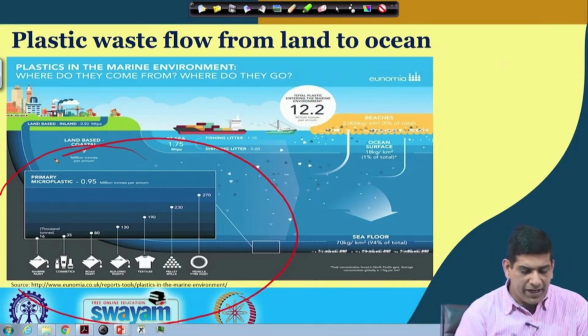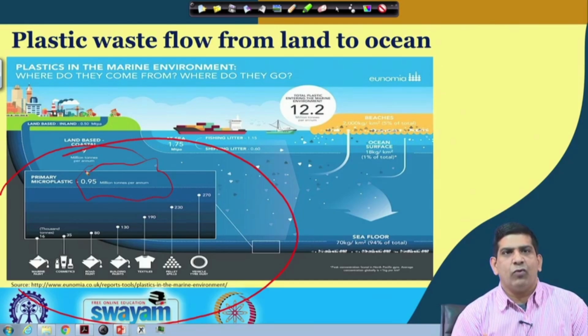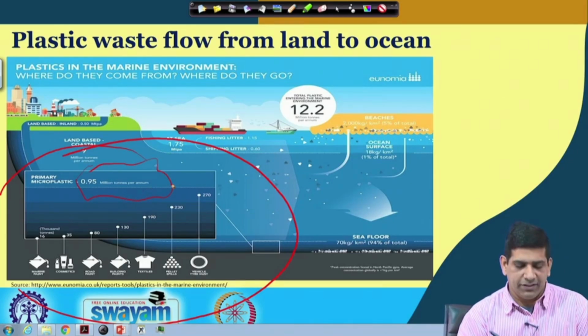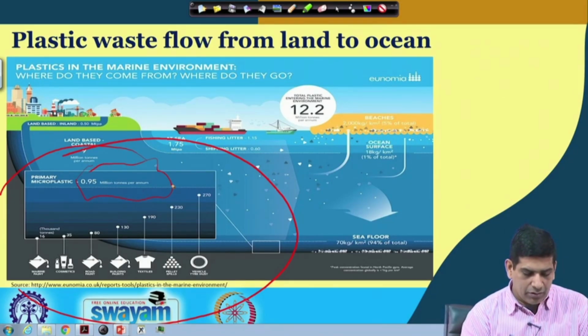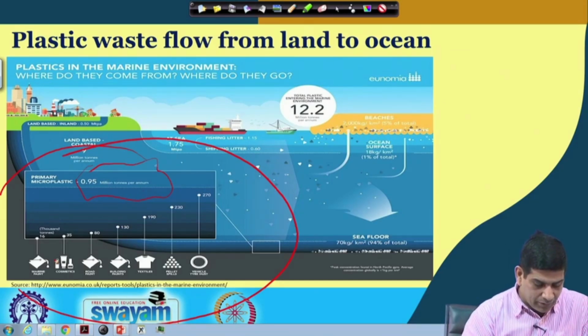It is around 0.95 million tons per annum. Since they are micro, their sizes are small, so the weight is also small. All the data is by weight. So, 0.95 million tons per annum of microplastic is getting into the environment. Out of that, what are the sources?